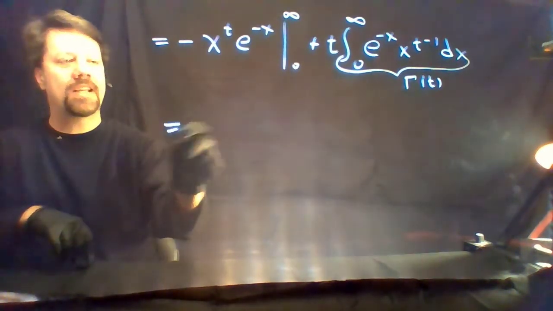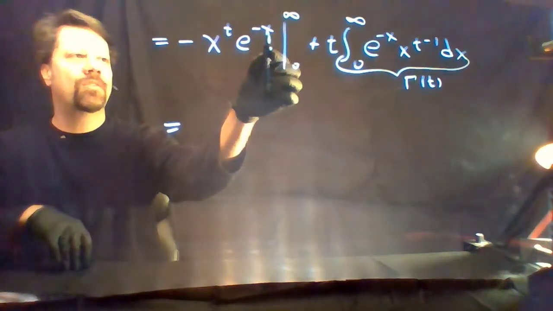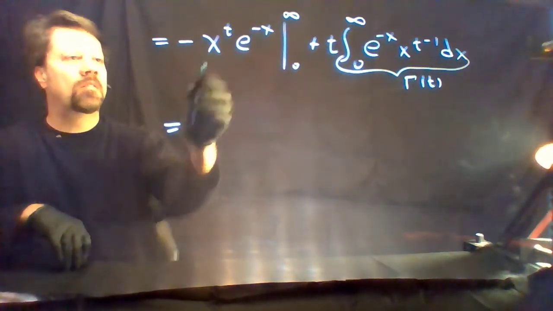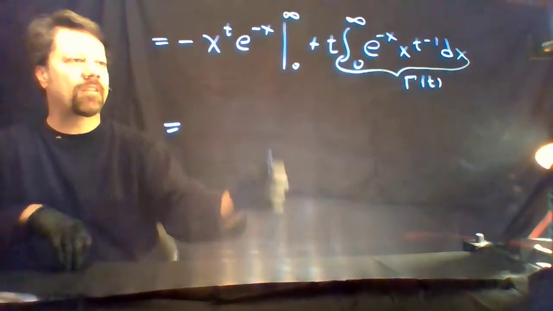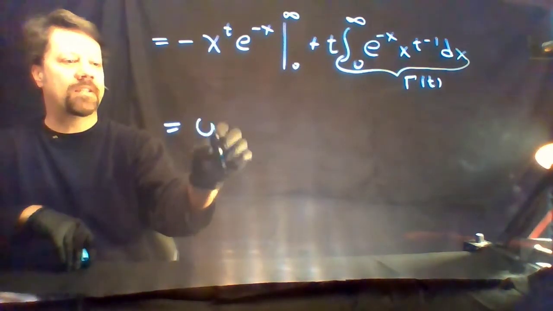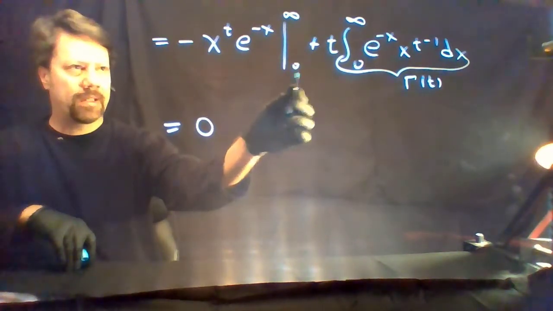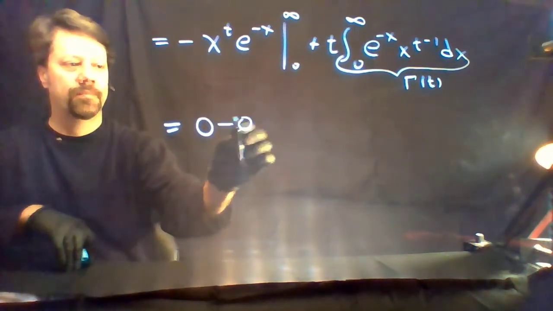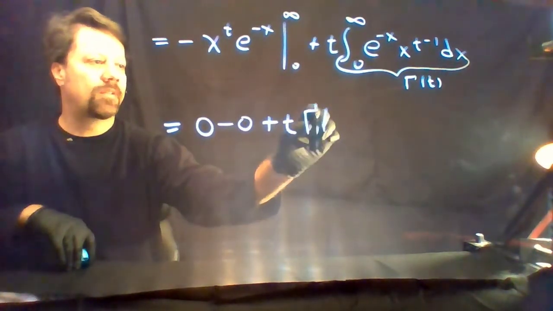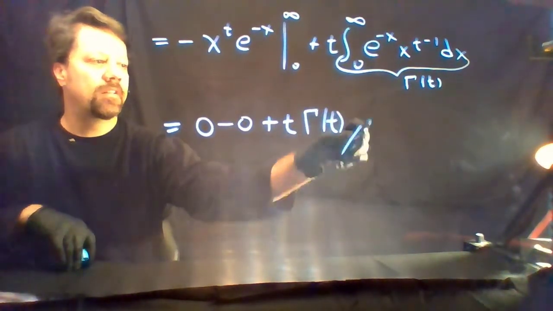However, you can see that as x goes to infinity, the exponential decay will beat this polynomial growth. We're assuming here that t is greater than 0, and we get 0. When you plug in x equals 0, you also get 0. And so we have the proof.